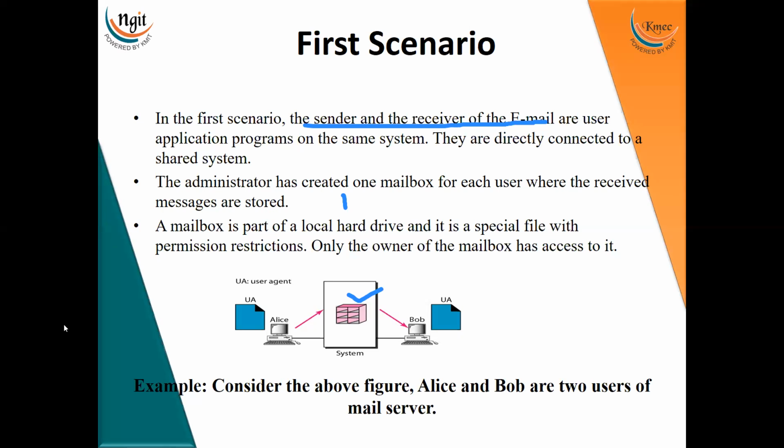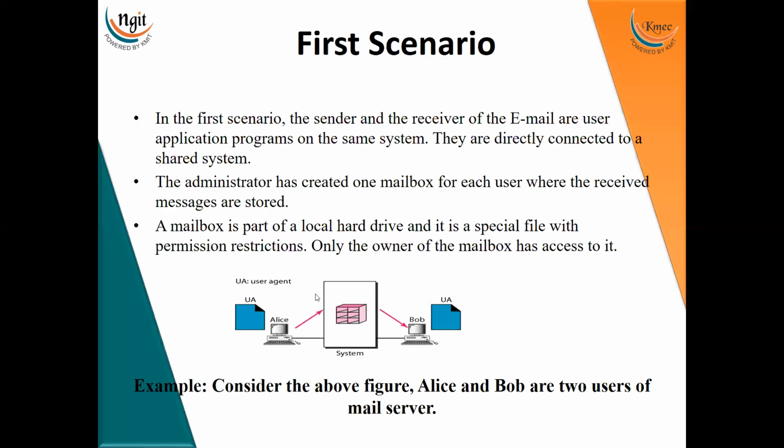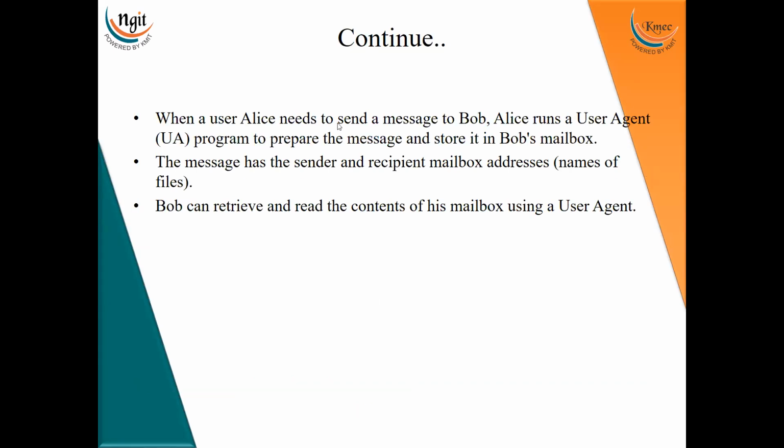In the first scenario, for example, we have Alice and Bob, who have the data transmission. When user Alice needs to send a message to Bob, Alice runs the user agent program to prepare the message and store it in Bob's mailbox. The message has the sender and the recipient mailboxes. Bob can retrieve and read the content of his mailbox using the user agent. This is what happens in the first scenario.